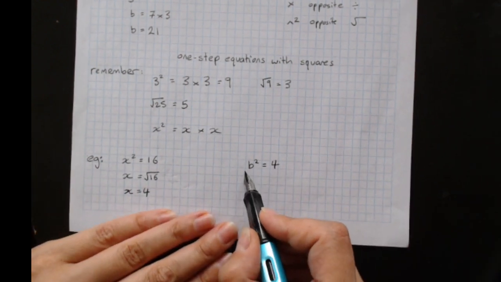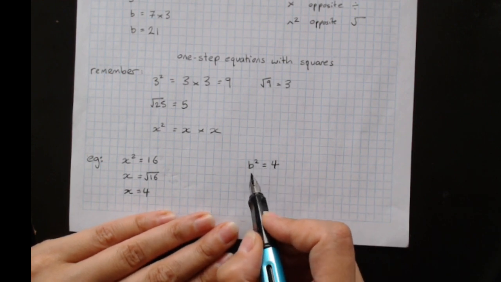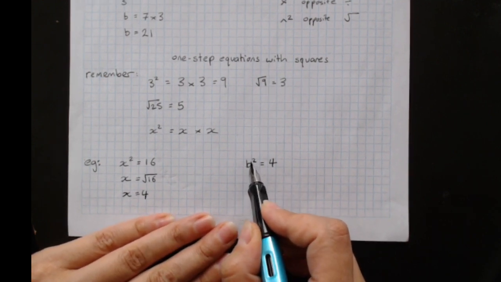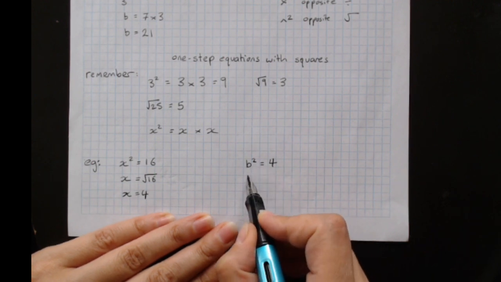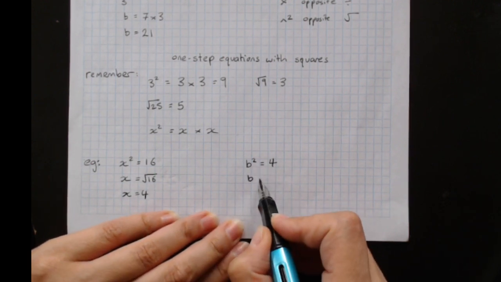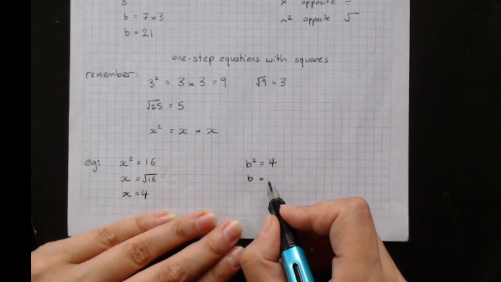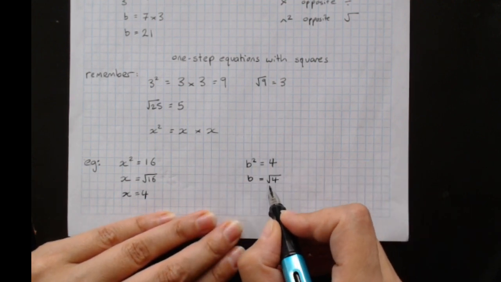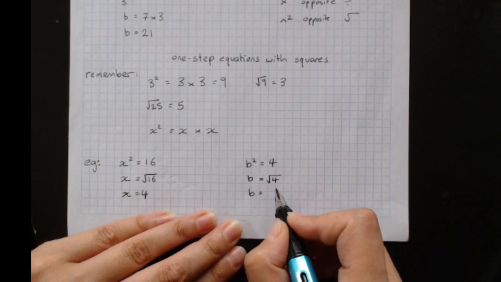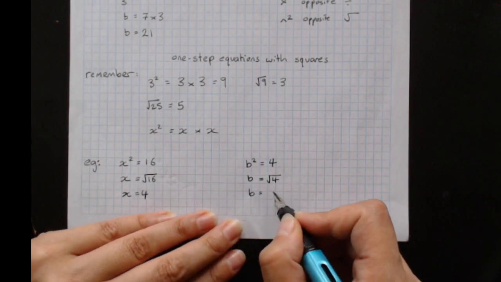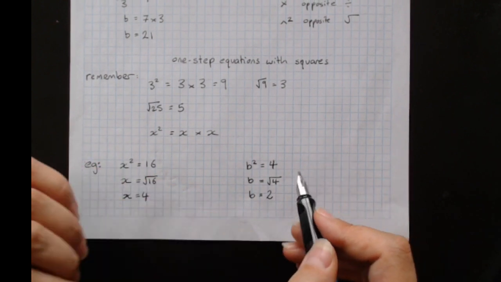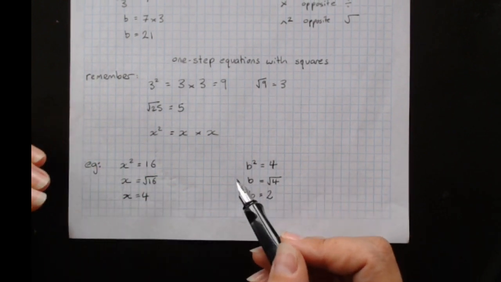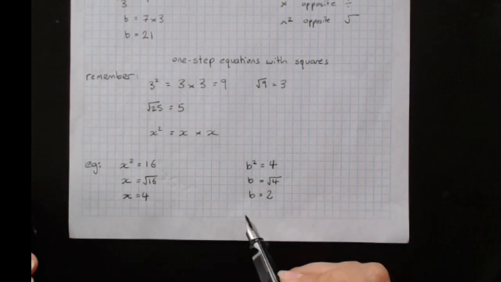Here I've got b squared is 4. I thought of a number called b. I squared it and I got 4. So to get just b, I've got to do the reverse of squaring, which is square root. And of course that's asking what number was squared to give me 4. That would be 2. So to get rid of a squared in an equation, we do the opposite, which is a square root.